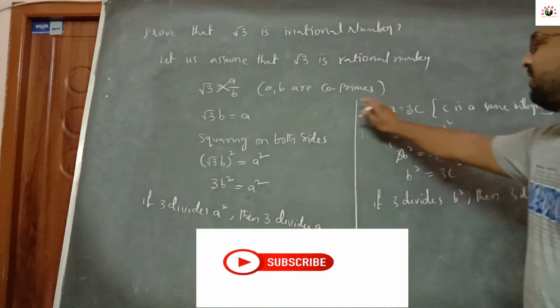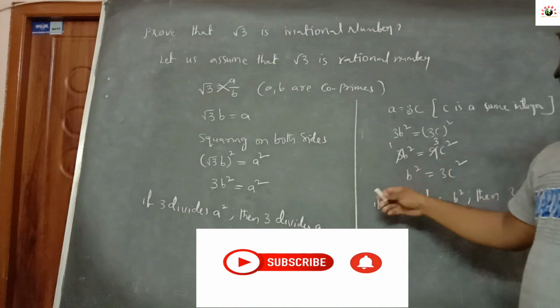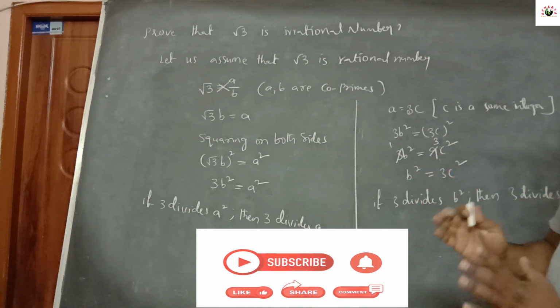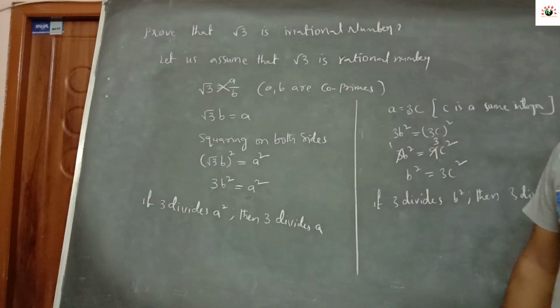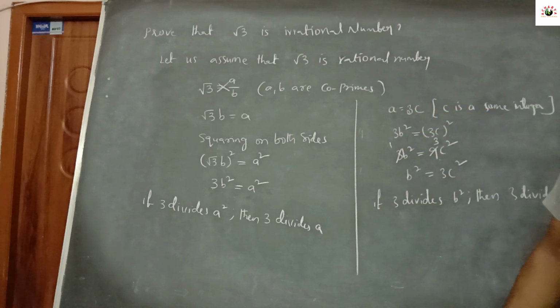So that is a contradiction. Our assumption is incorrect. Our assumption is wrong. So finally we conclude that root 3 is an irrational number.